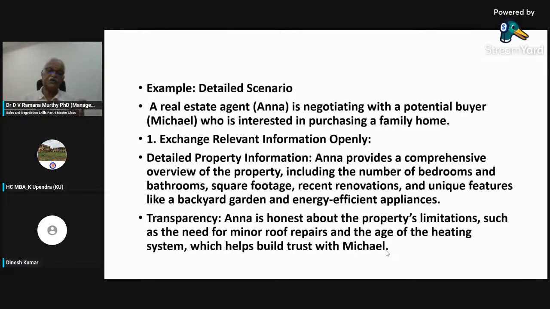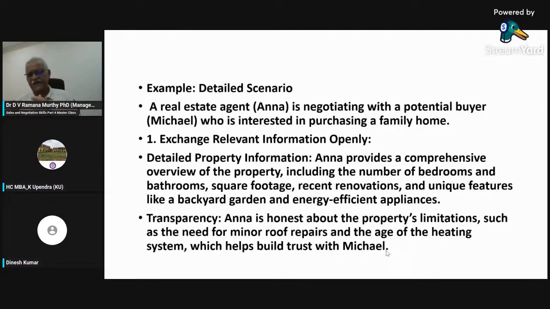Then again, you should be transparent, as we have already said, because of the honesty of the salesperson, real estate agent Anna, in telling about the property's limitations.